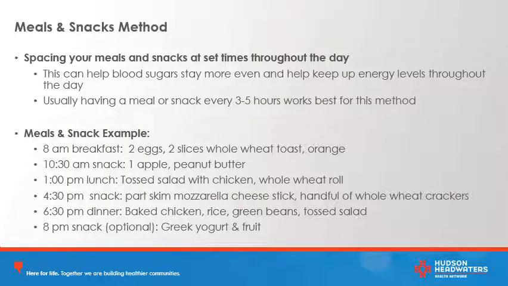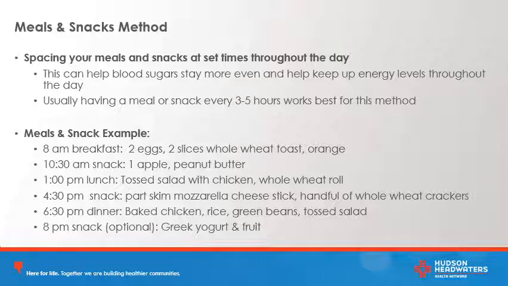The meals and snack method. So this is basically spacing your meals and snacks at set times throughout the day. This can help blood sugars stay more even and help keep up energy levels throughout the day. Usually having a meal or snack every 3 to 5 hours works best for this method. So we're not going long periods of time in the day without eating. This helps to prevent overeating at a meal and keeps our hunger cues in line a little bit more.